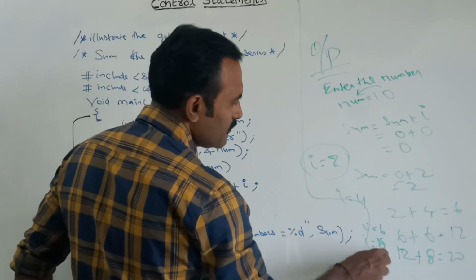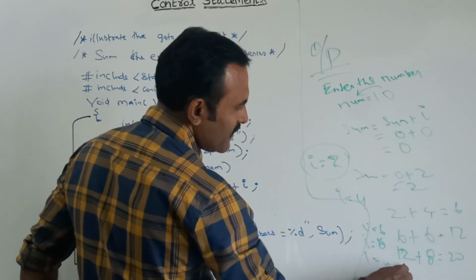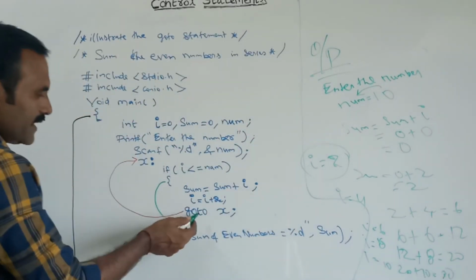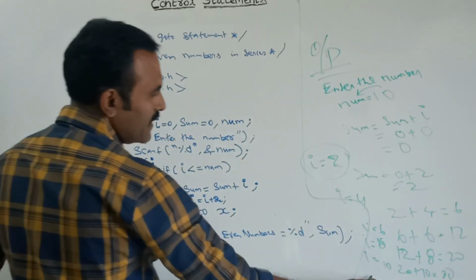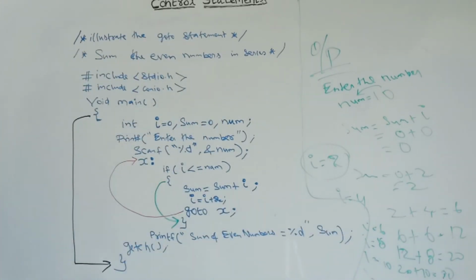After, I value will be incremented to 10. Now when I is equal to 10, now current value of sum is equal to 20 plus 10, that is equal to 30. Finally the result will be displayed here, that is the sum of the even numbers, that is equal to how much? It will print it as 30.